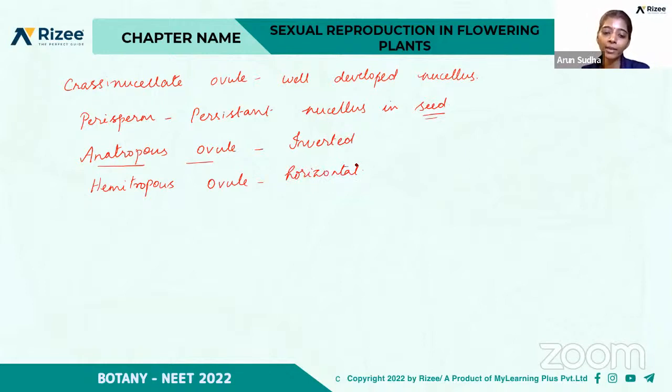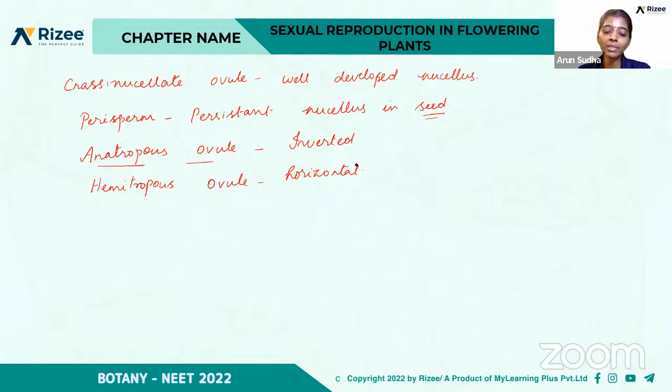And which of the following types of embryo sac is mostly found in angiosperms? Whether it is bisporic polygonum type, tetrasporic polygonum type, monosporic oenothera type, or monosporic polygonum type. So what is the correct answer? Yes, it is monosporic polygonum type, right? Monosporic because it is formed from a single megaspore.